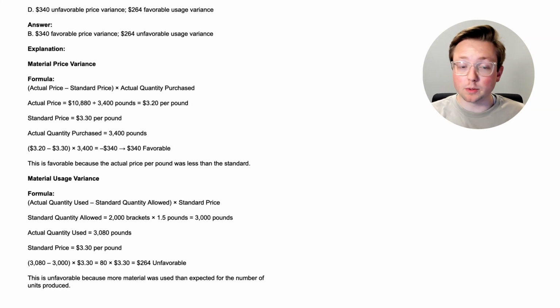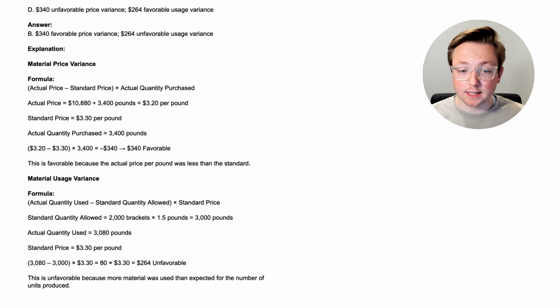So again, first, we're going to start with the material price variance, which is the difference in price from what they were expecting compared to what the cost actually was. And the formula for this is the actual price less the standard price, and you take that and multiply it by the actual quantity purchased.